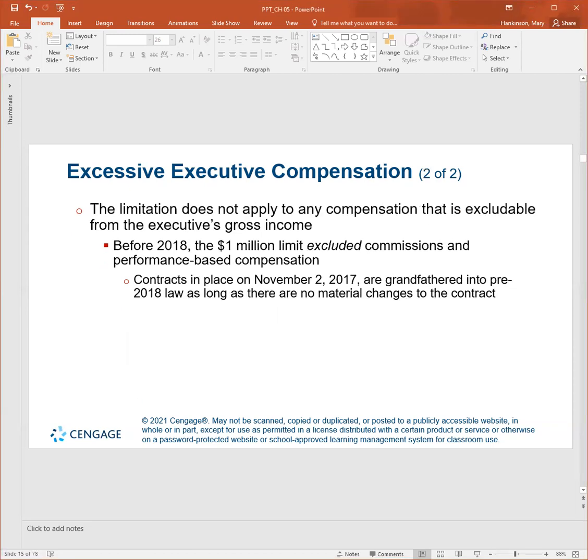Quickly, the limitation does not apply to any compensation that is excludable from the executive's gross income. So before 2018, the $1 million limit excluded commissions and performance-based compensation. And contracts in place on November 2nd, 2017 are grandfathered into the pre-2018 law as long as there are no material changes to the contract.